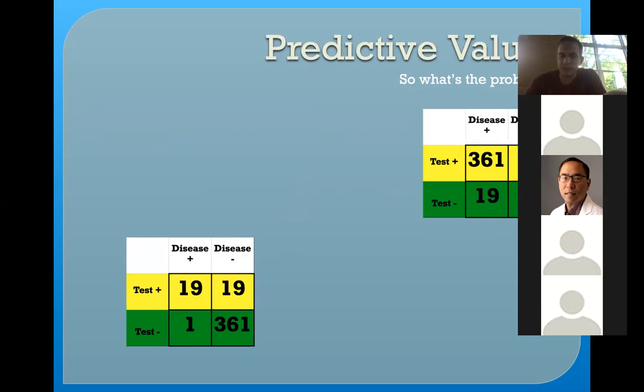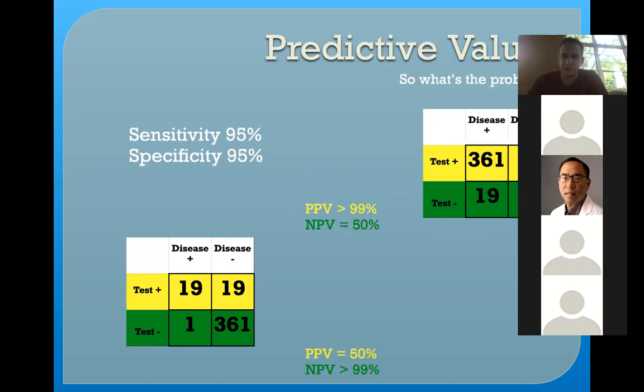So we're talking about the same test in both of these figures here. This is the same test, but in two different patient populations. The sensitivity and specificity of the test are 95%. That doesn't change with the prevalence of disease, at least in theory it doesn't. And you can see in these two squares here that the sensitivity and specificity are the same. But what about the positive and negative predictive values?